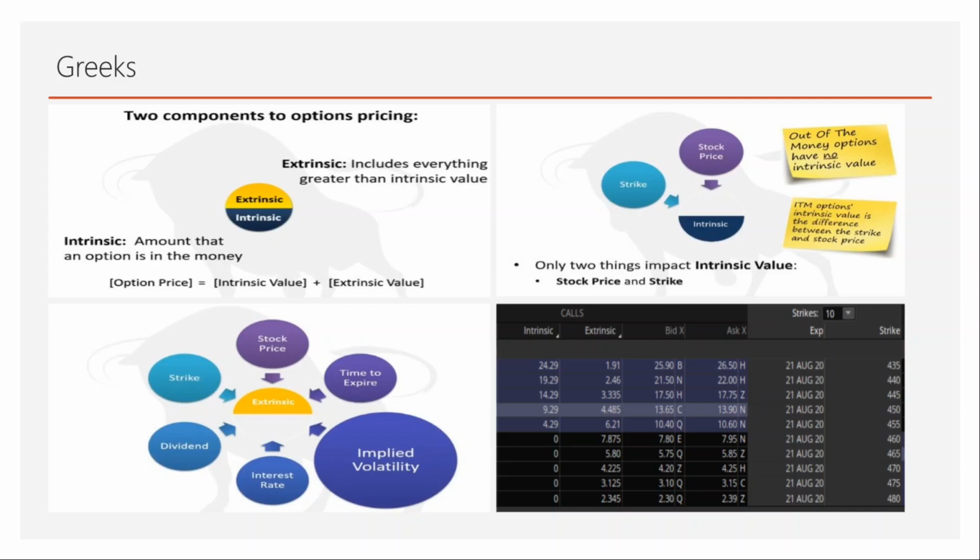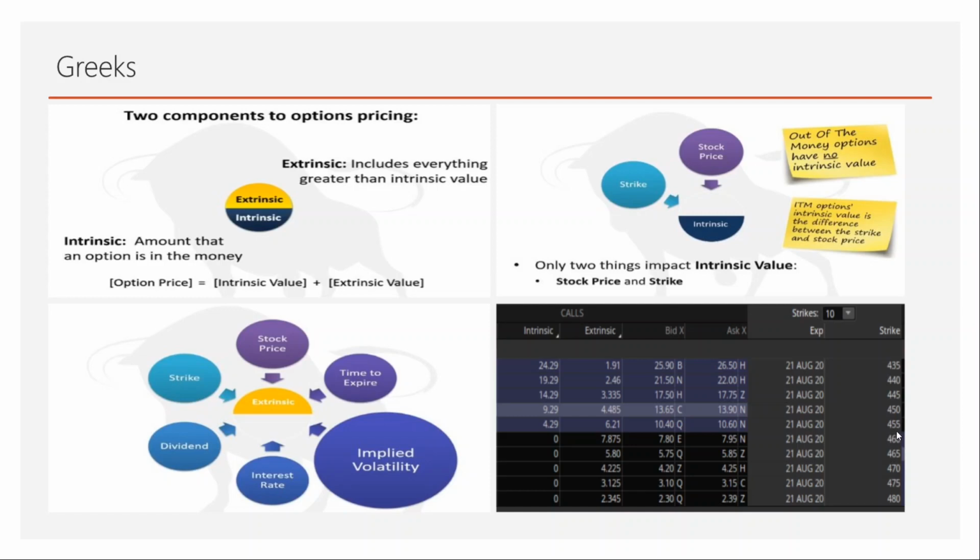So option price comprises two components, intrinsic value and extrinsic value. What is intrinsic value? It is derived using the stock price and the option strike price. So here I have a screen print. This is the latest options chain of Apple. Right now, when I took this screen print, Apple was trading at $459.